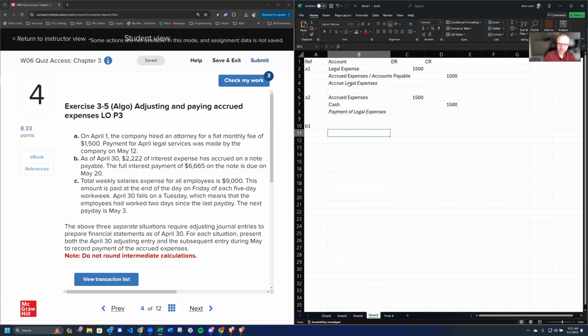Okay, so first we're going to accrue that expense. So we're going to have an interest expense of 2,222, and we'll just call this accrued interest, 2,222, and this is the accrued interest expense.